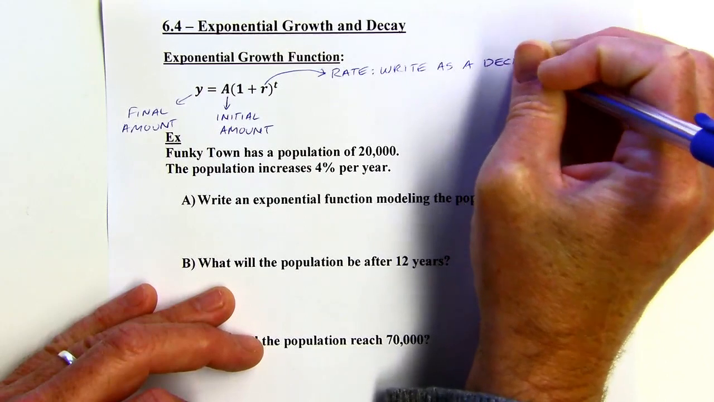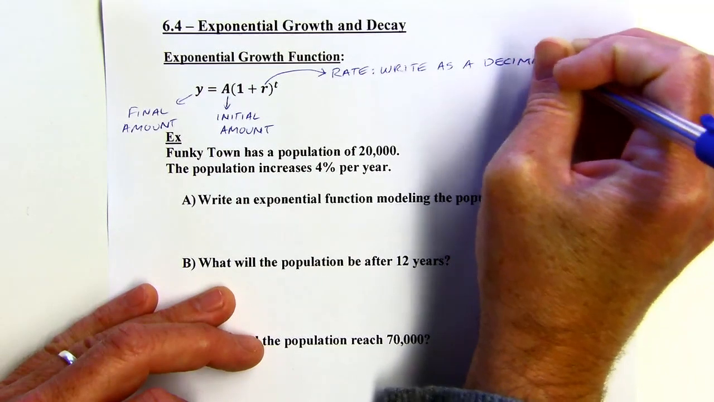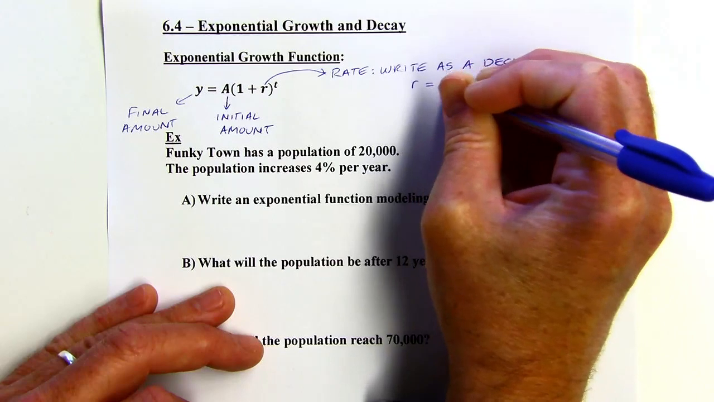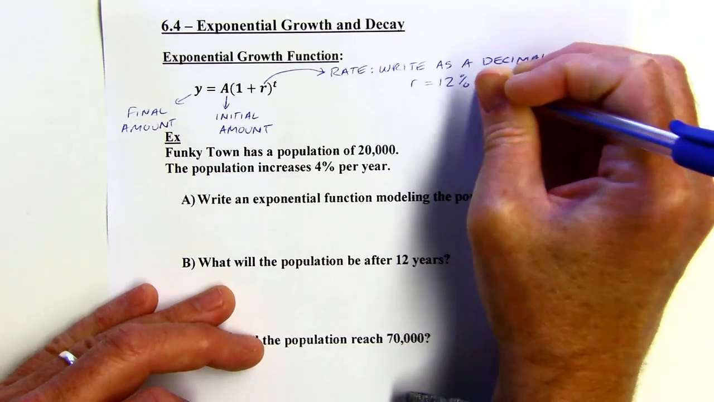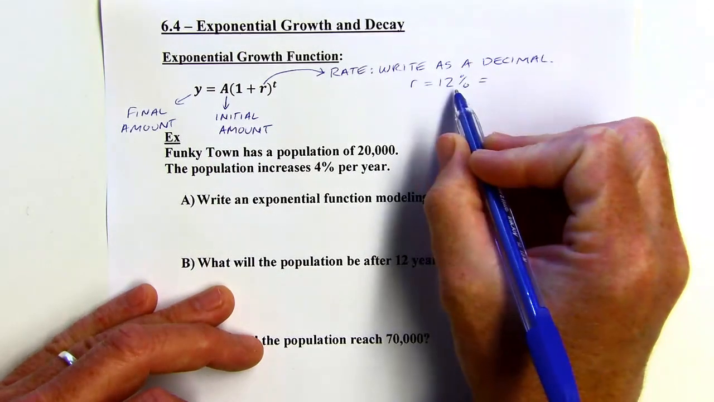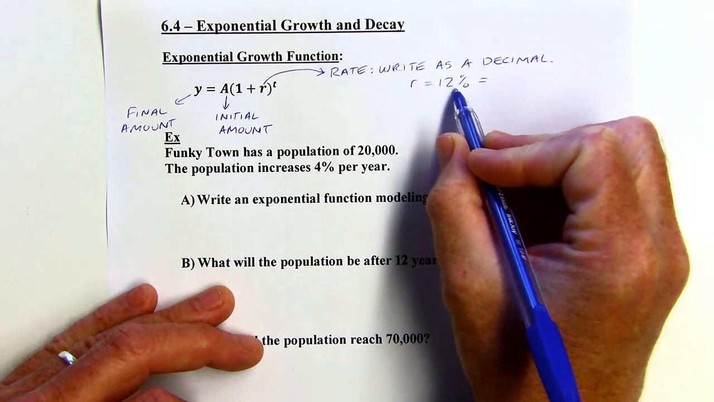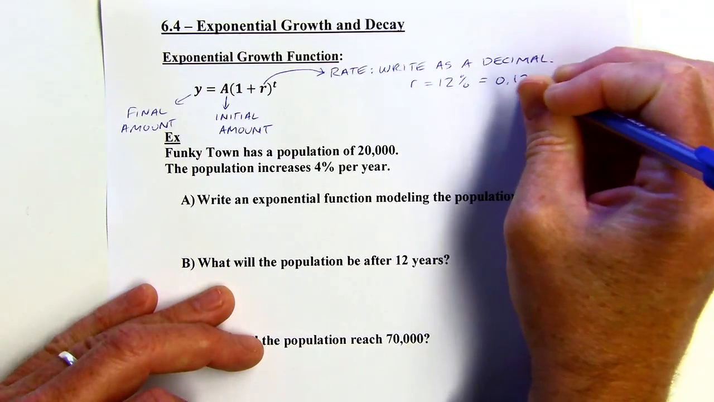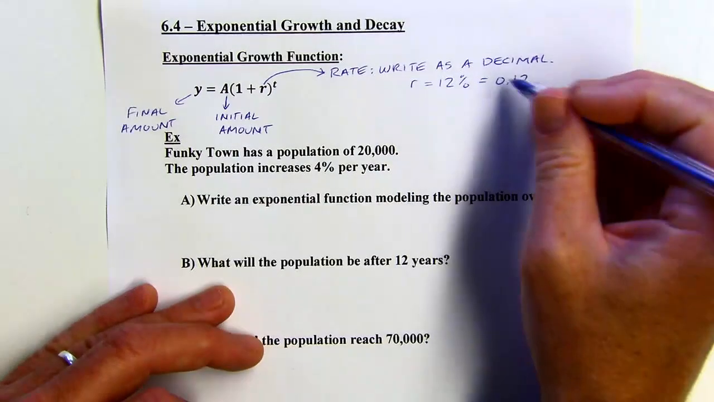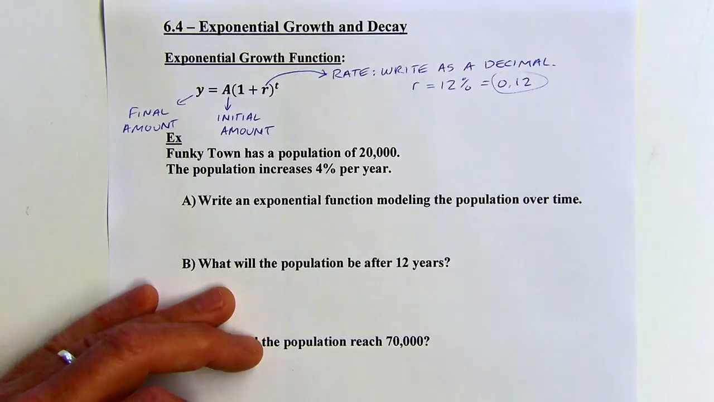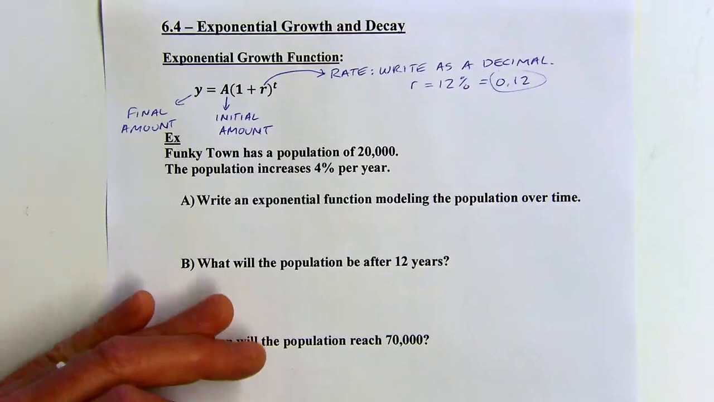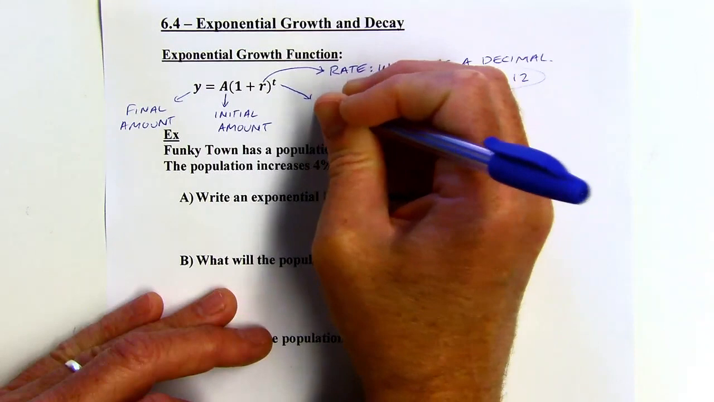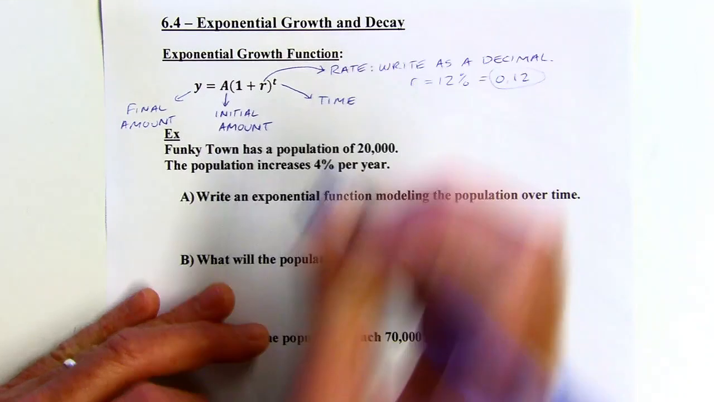Okay, so let's say that you know that the rate is 12%. Well, you'd want to write that, you move the decimal 2 places to the left. The decimal's right here right now, so you move it 2 places to the left. That'd be 0.12 written as a decimal, and this is the version that you'd want to use when you're doing your calculation. And then the last part is the time. T is for time.